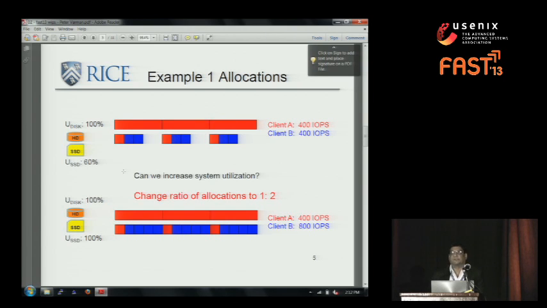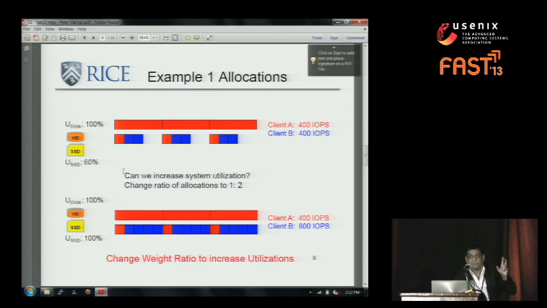For this example, it's clear that it's very easy to do so. Essentially, we take all the white slots in the top schedule and put in blue IOs over there, and we can fill up all the remaining slots. So yes, we get 100% utilization of both devices, and client A gets 400 IOPS, and client B now goes from 400 to 800 IOPS. So the system utilization has increased from 800 to 1200, and client A has not faced any difficulty. It had 400, it's still getting 400. Client B has absorbed all the available IOPS. Okay, so this is a win-win, a good situation.